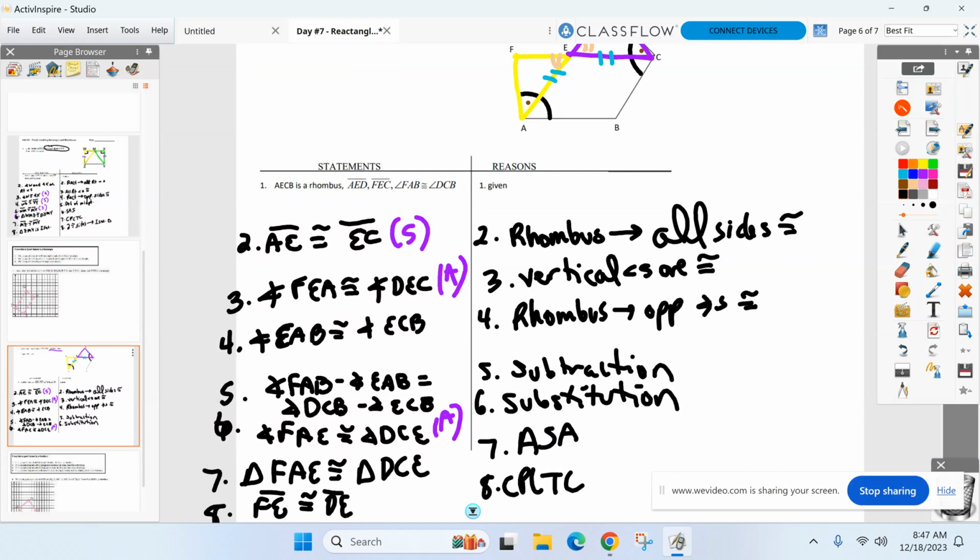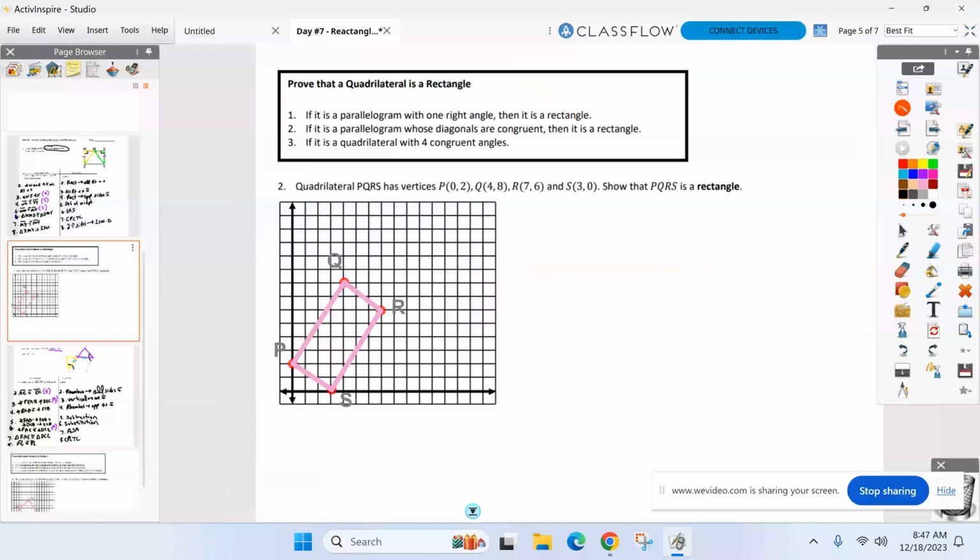Now, I want to introduce a new type of proof where your diagram is on the graph. All right, the diagram will be on a little piece of graph paper. Just so you know, so I don't have to call it proofs on a graph, these are referred to as coordinate proofs. The reason it's coordinate is because it's on the coordinate grid. These are coordinate proofs where your diagram is on the graph instead of just drawn out for you. So before I talk, go ahead, get that quadrilateral PQRS down for me.